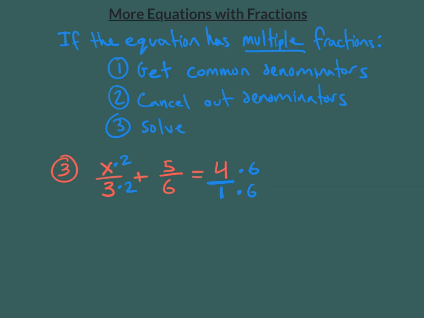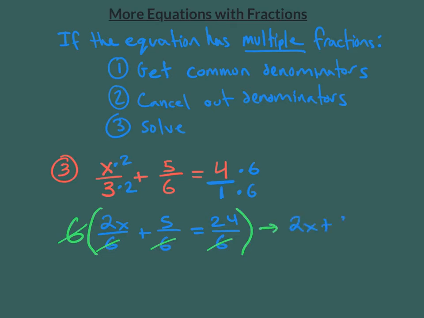So my new equation is going to be 2x over 6 plus 5 over 6 equals 24 over 6. Now, all the denominators are 6. So what I'm going to do is multiply the whole equation by 6. And what that does is that cancels out every single denominator. And so what I'm left with is just 2x plus 5 equals 24.